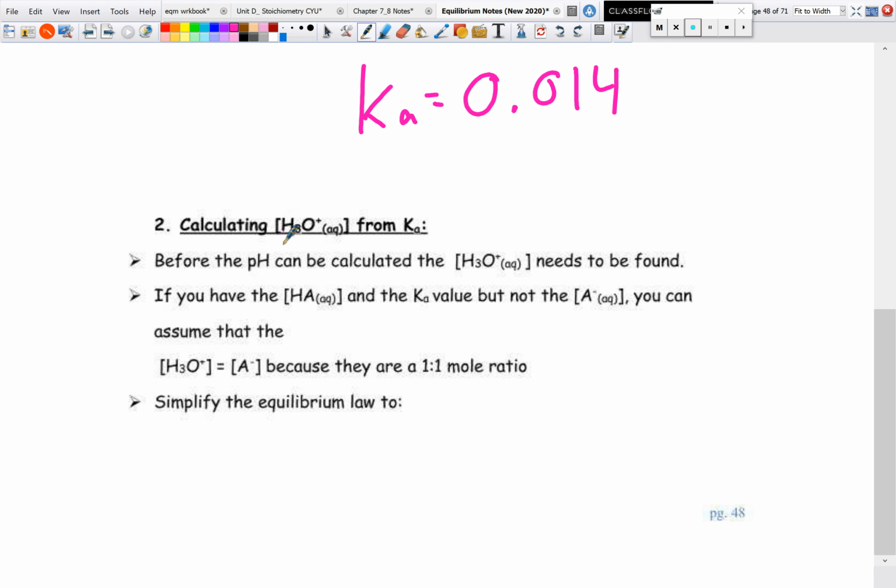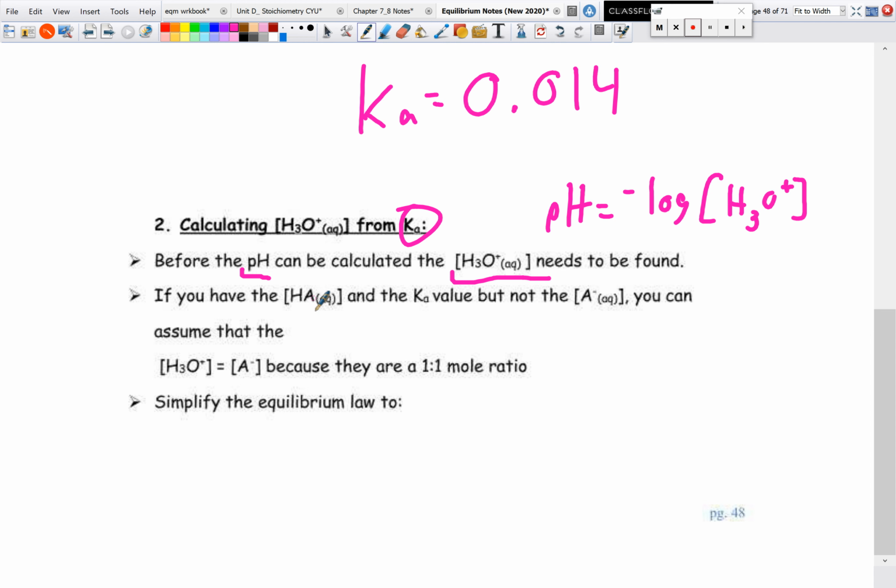Now the last one that we're going to cover is calculating hydronium using our ionization constant. Not all the time can you get an accurate reading of the pH of a solution. Sometimes you need to use the data booklet in order to solve for pH, because it's not given. That's why, before the pH can be calculated, we need to get hydronium. That's going to be true for everything, because we know pH is equal to negative log of the concentration of hydronium. So we need to get the concentration of hydronium in order to solve for pH.